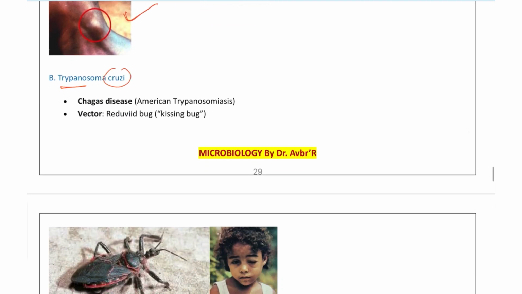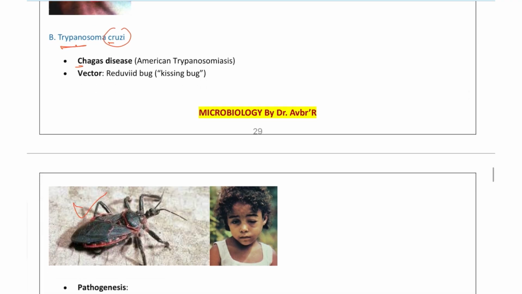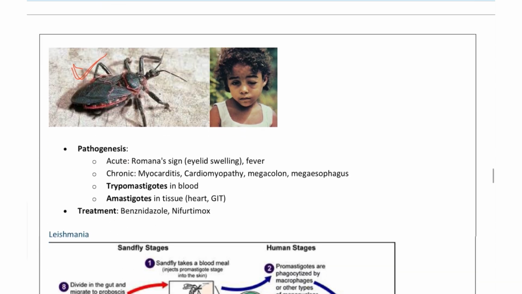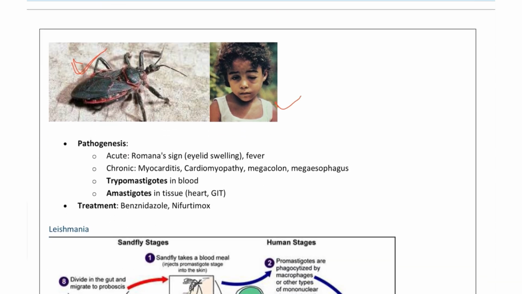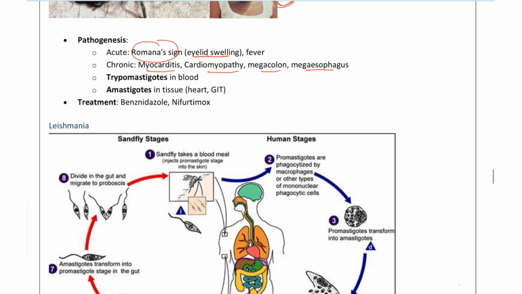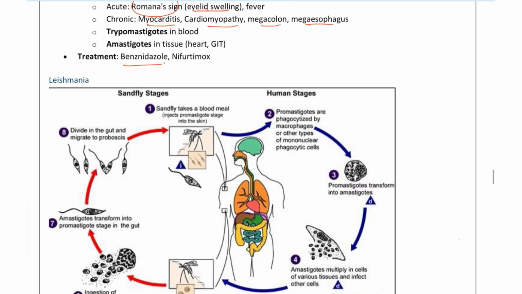Next, trypanosoma cruzi. C for cruzi, C for Chagas disease. Okay. The vector is this one, the reduviid bug, also known as the kissing bug. And this one is going to cause the Romana sign. Romana sign means the eyelid swelling that you are going to see. Myocarditis, cardiomyopathy, megacolon, megaesophagus are some of the most common complications of this condition. Treatment is benznidazole. Okay, that is the one which we are going to give.